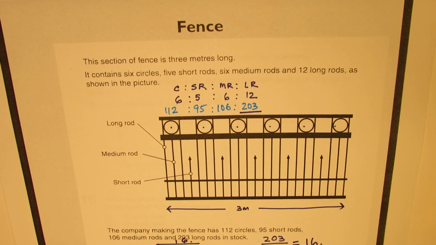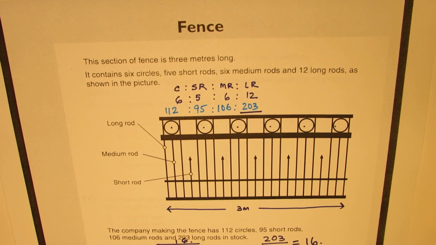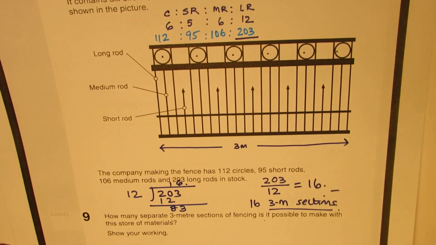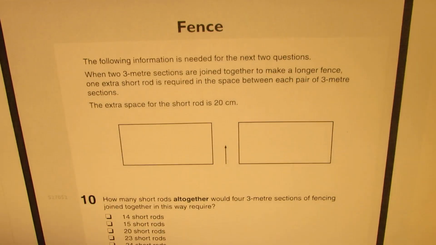So the answer for this is how many separate 3 meters? So we can get 16 3-meter sections. Correct? So that is how we are going to answer this particular question. Clear? Now let's take the next question, which is also related to the same fence.